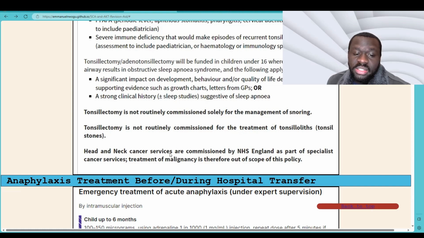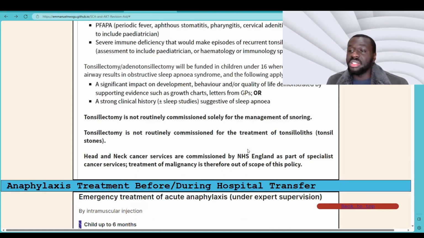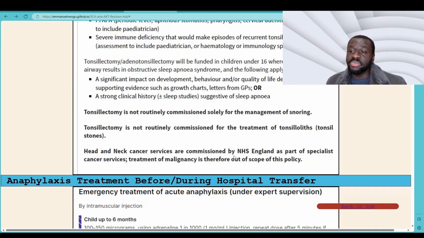Head and neck cancer services are commissioned by the NHS as part of specialist cancer services. Treatment of malignancy is therefore out of scope of this policy. If we're thinking of a tonsil malignancy, you need an urgent referral to head and neck.